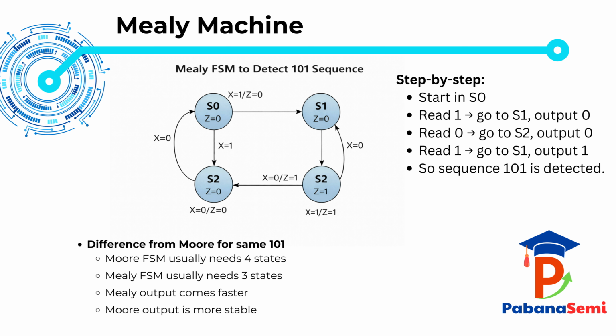There is one correction needed in this slide diagram. The lower right state is labeled S2 with Z equals 1, but in a Mealy FSM, output should be shown on the transitions, not inside a state as a fixed state output. So for a cleaner Mealy diagram, the states should remain S0, S1, and S2, and labels like X equals 1, Z equals 1 should appear only on the arrows.